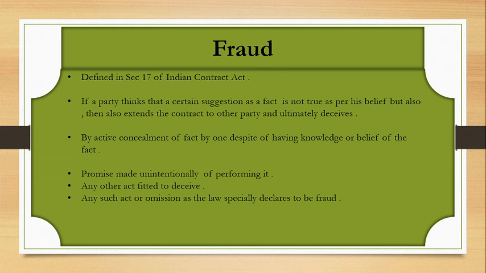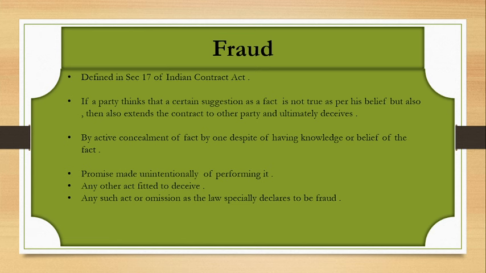Fraud, a very common term which we use now and then, is defined in Section 17 of the Indian Contract Act. If a party suggests as a fact something that is not true as per his belief, and then extends the contract to the other party and ultimately deceives. Here, there is a sense of deceiving: although one party knows that it is incorrect, he or it shows the thing to be correct to the other party who accepts the contract.